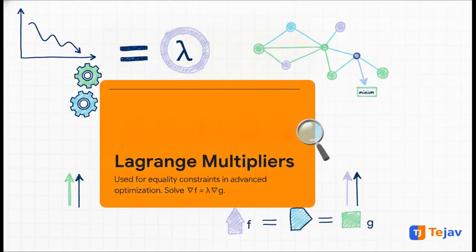I also want to briefly mention an advanced toolkit you're going to see in higher level problems, Lagrange multipliers. You use this when you have strict equality constraints, meaning something absolutely must equal a specific number rather than being less than or greater than. It uses gradients and a special variable called lambda to find the minimum. Honestly, it's a beautiful, elegant piece of mathematical reality for really complex systems.